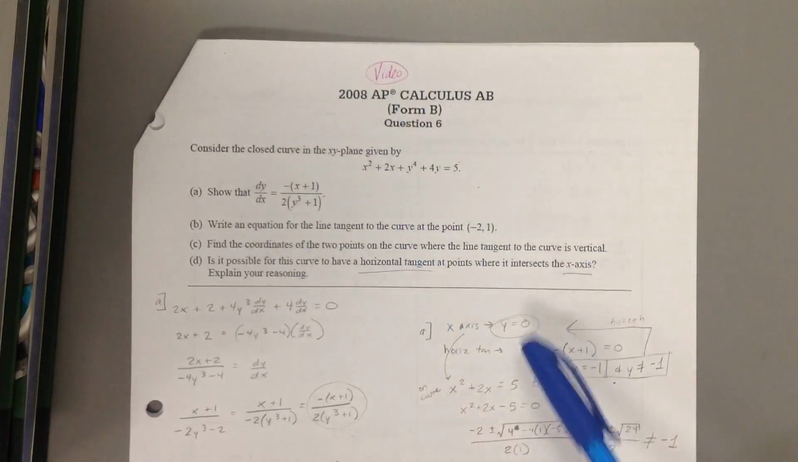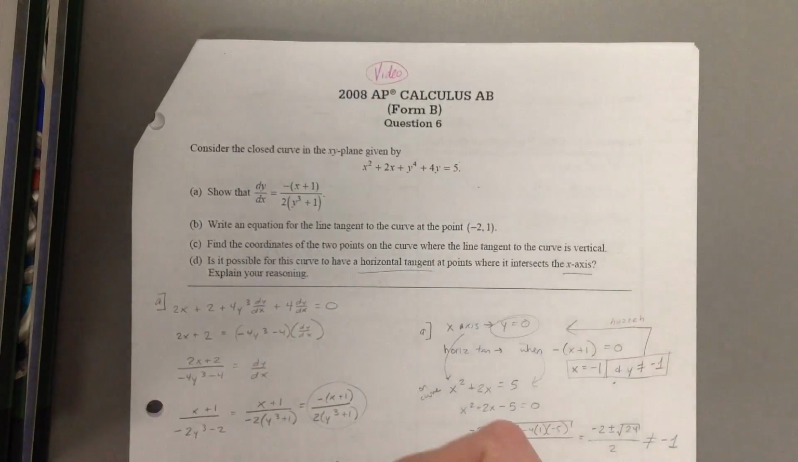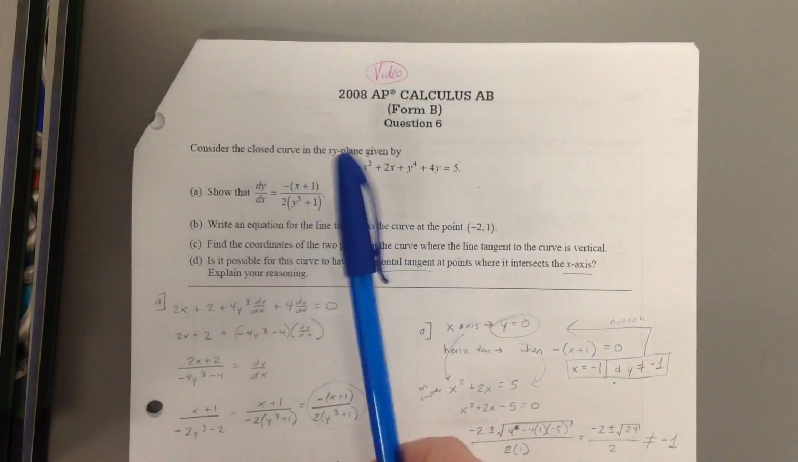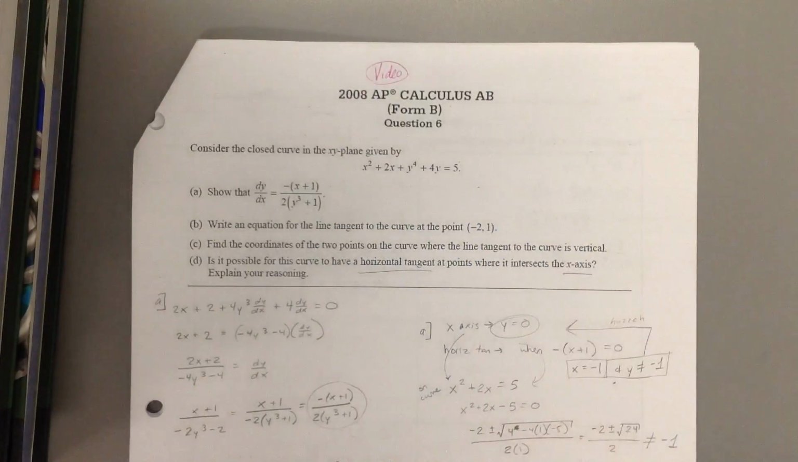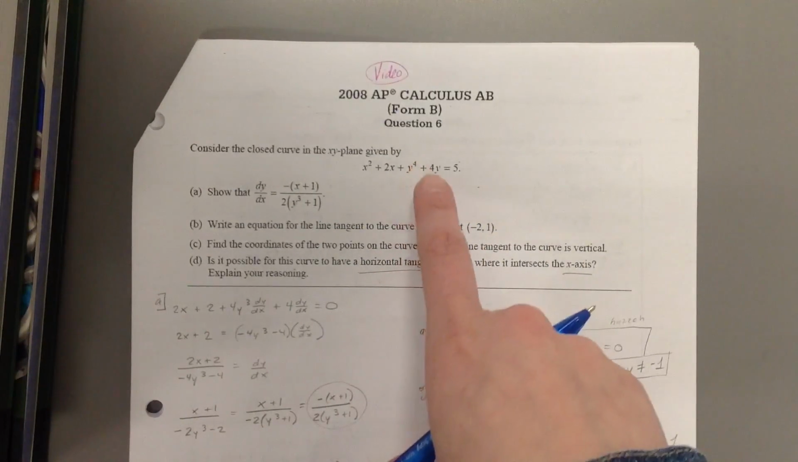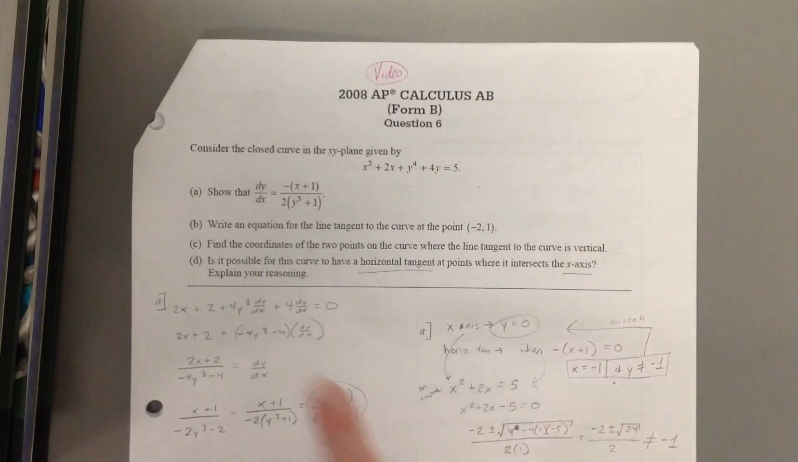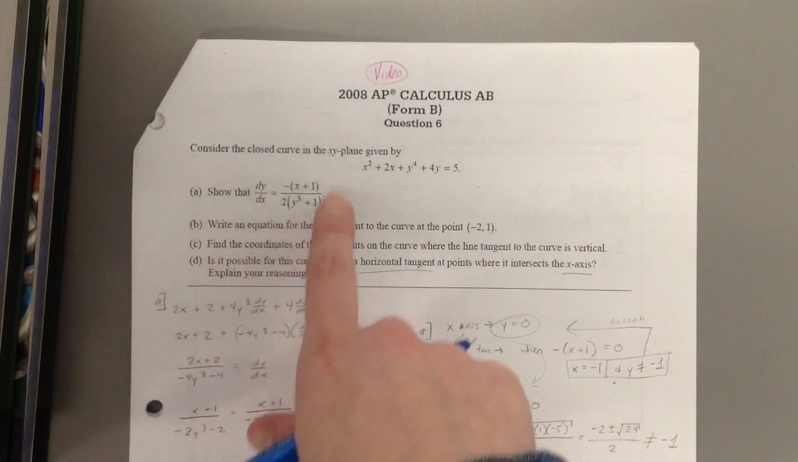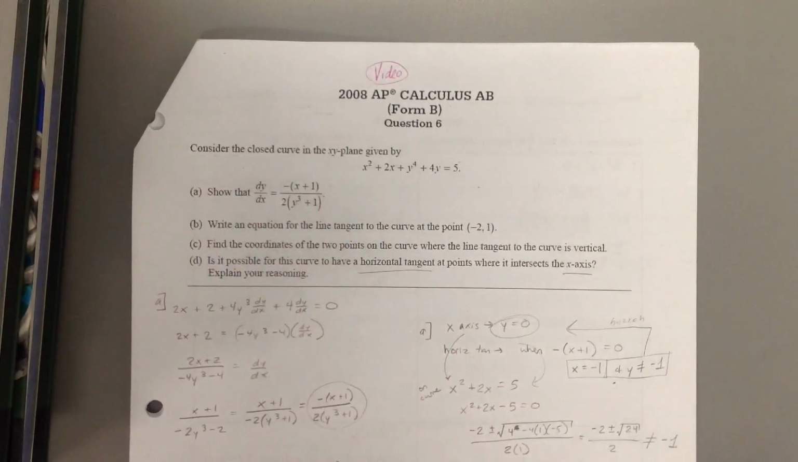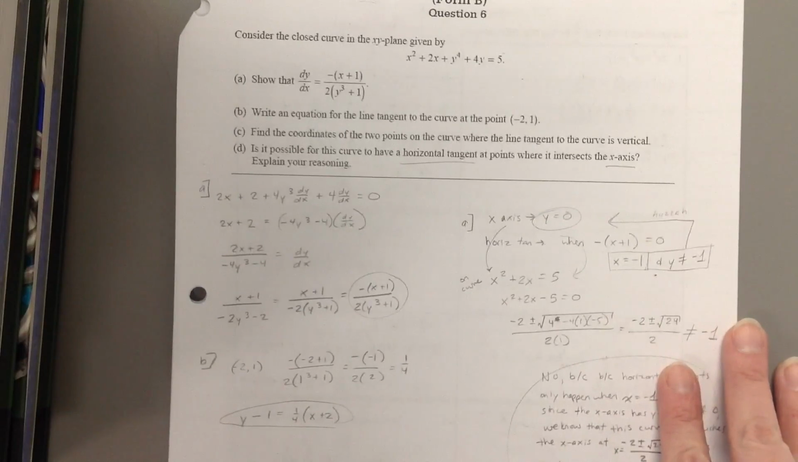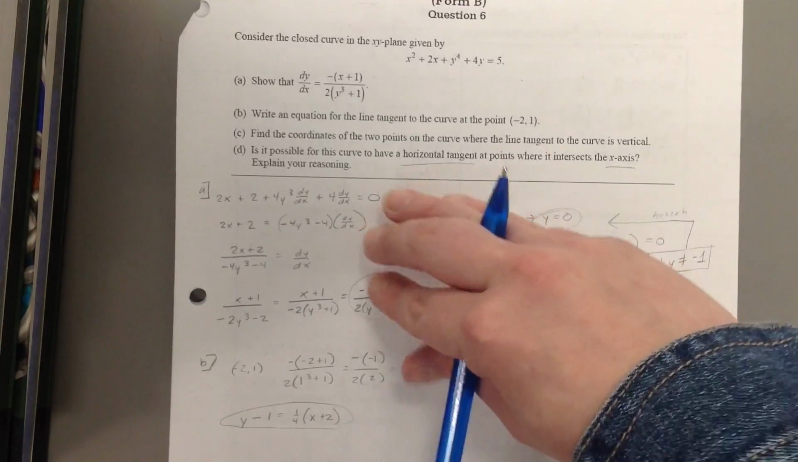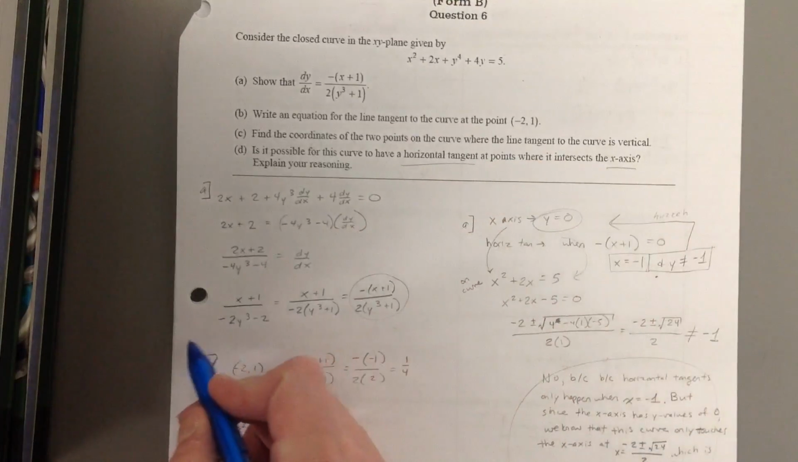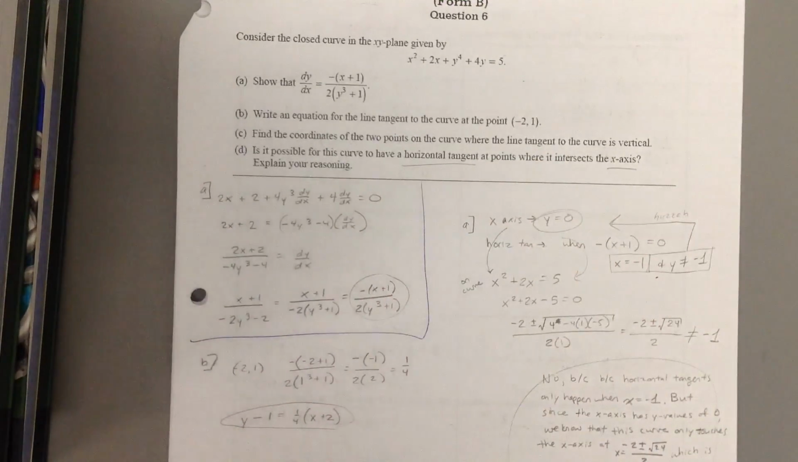This is from 2008. There are 4 parts here. Consider the closed curve on the xy plane. It cannot be explicitly defined for y because we have y to the 4th and 4y. So, part A, they tell you the derivative is this, but they want you to show that. I'm not going to explain that in great detail. If you need to pause the video to see it, there we go. But that is your derivative. Those are your steps. So, part A is right there.